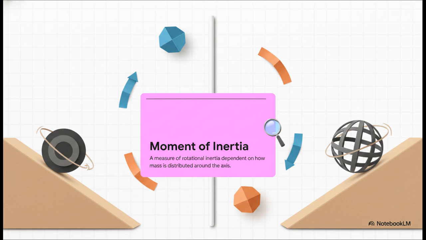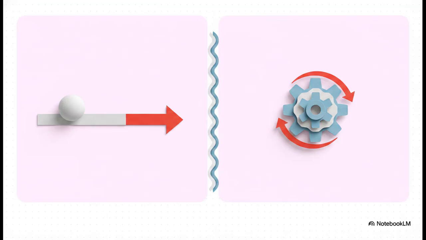This is exactly why a solid cylinder and a hollow sphere, even if they have the exact same total mass, behave so differently when rolling down a ramp. The hollow sphere has all its mass distributed much further from the center, which gives it a much higher resistance to rotation. This direct comparison is pure gold. It maps your existing knowledge of linear kinetic energy perfectly onto our new rotational paradigm.